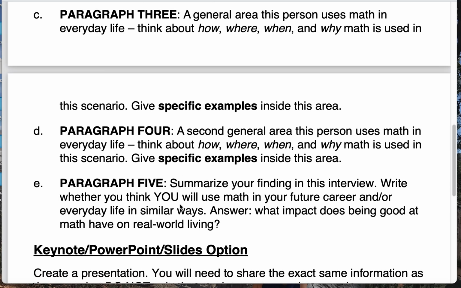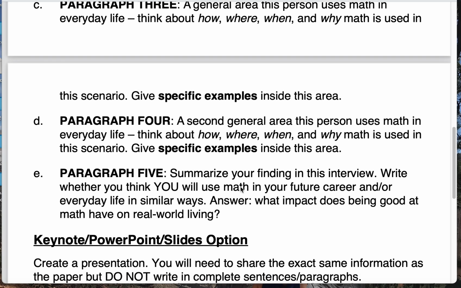Paragraph 5 then, summarize your findings in this interview. Write whether you think, so now we're turning it to you, away from them. Do you think you'll use math in your future career? Well, of course you will, in everyday life. But get specific here. What impact does this have? Don't just say, yes, I will use math. No, talk about the importance of it.